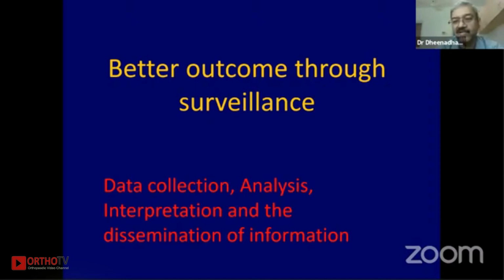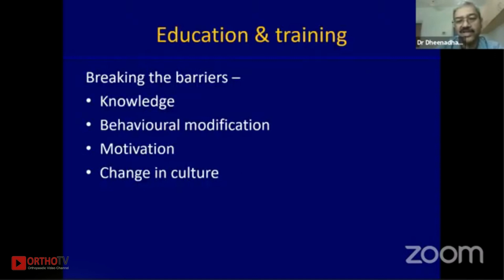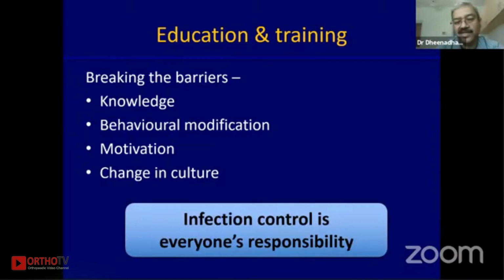Then everybody will know where they stand and how they have to perform. So education and training becomes very important. For breaking the barriers, you need to develop them to have knowledge and behavioral modification. And continuous motivation is needed to change the culture. If you do this, then make sure everyone is responsible in the unit.